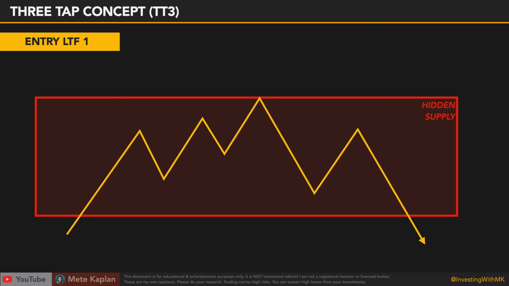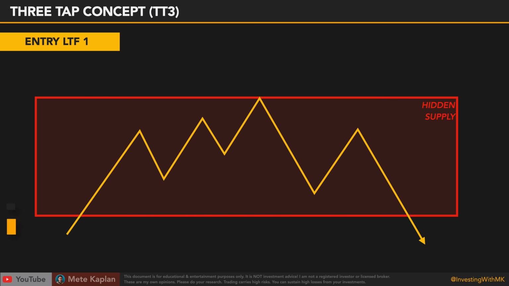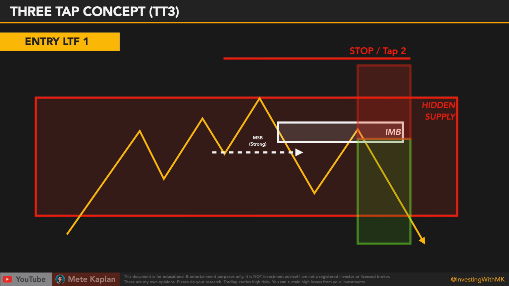Another way to enter is using lower time frames. I know, many of you hate using low time frames. However, it is what it is. This is trading. More confirmations will give you better entries, better targets, and better chances. The first way of using a low time frame is finding a structure break inside the hidden supply area. That may support your entry. For the stop loss, I still consider your safest place as the tap to candlestick swing high or low.